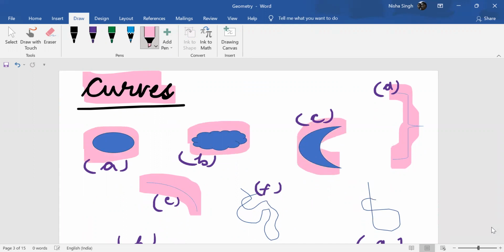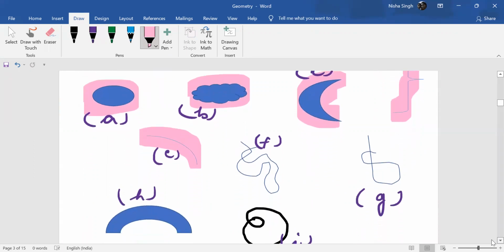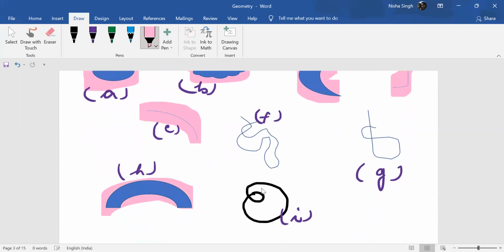है ना? ये close है ना? They are curves and they are closed. So ये कौन से curve हुए? Closed curves. H, then I also. But what about F and G? They are not closed because you can see the lines here. Yes, ये line आपको दिख रही है. ये close नहीं है, दोनों एक दूसरे से attached नहीं है. So they are not closed.